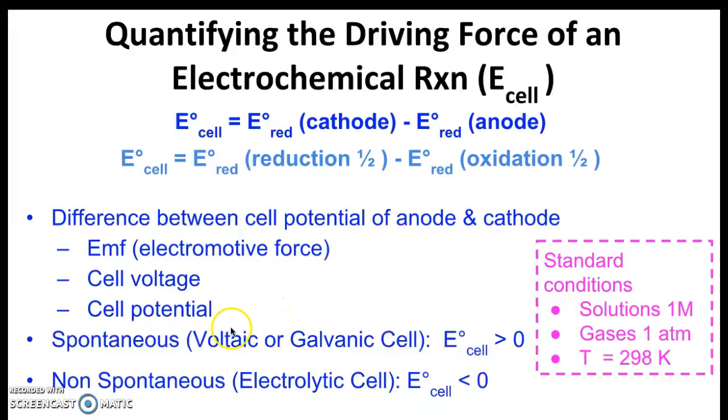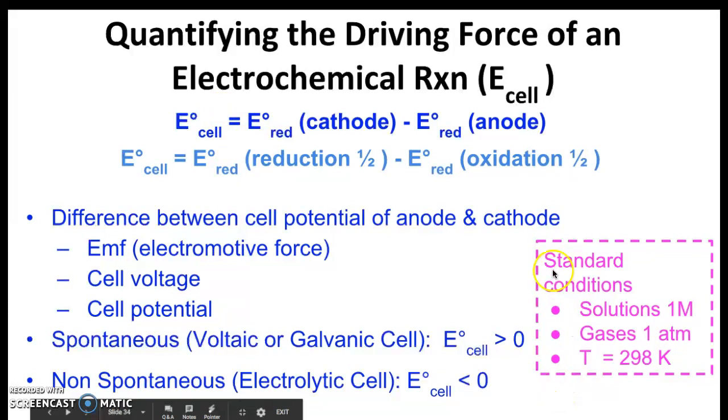Now, one quick note: when you calculate the E cell, if the value that you get is positive, so it's greater than 0, then you know it's a spontaneous reaction. And that occurs in a voltaic or galvanic cell. If the value that you get is negative, then you know it's non-spontaneous. That occurs in an electrolytic cell.